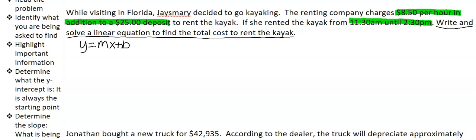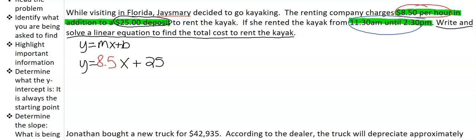So our linear equation will be in the form of y equals mx plus b. So our starting point is going to be our deposit. So our y-intercept is going to be $25. So I'm going ahead and fill that in. And then if we look, it says they charge $8.50 per hour. So that would be repeated for each hour we have. So that is our slope. So I'll put 8.5 in for our slope.